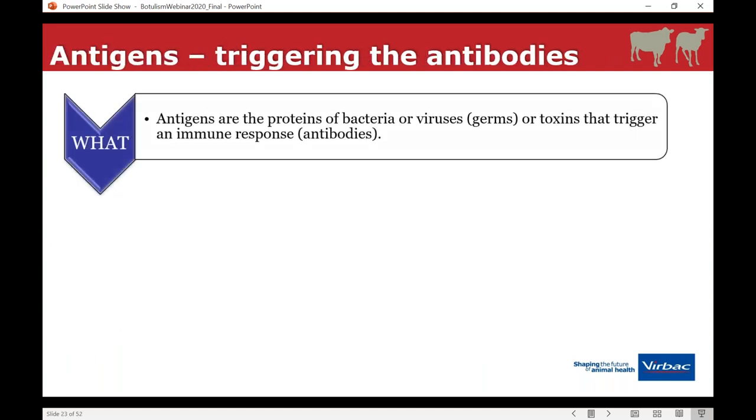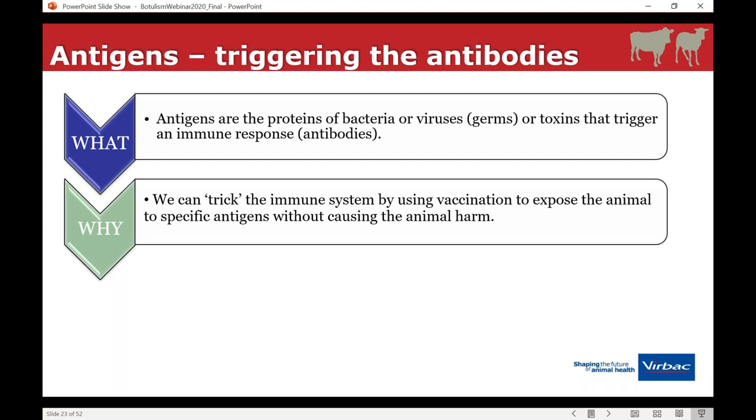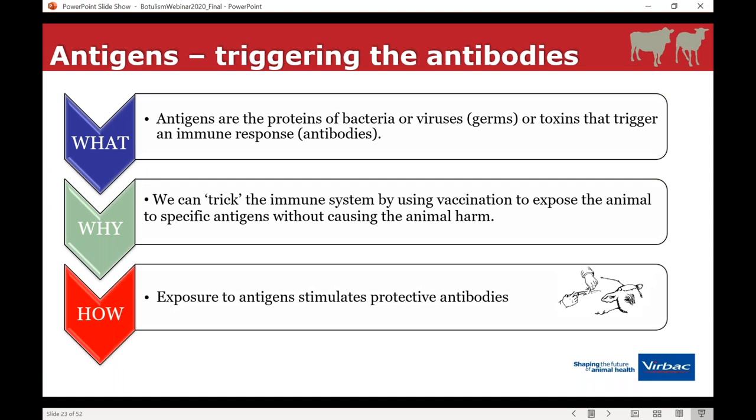Now, another thing that is useful to understand before we talk about vaccines is a term we call antigen. Antigens are the little tiny parts of bacteria, viruses, or toxins, or what we put in vaccines, that stimulate the body to make an immune response. That's what we do with vaccination: we trick the immune system by just taking these little things called antigens, and we don't cause the animal harm, but we trick the body to respond and make antibodies. And by that exposure, we can protect the animal.